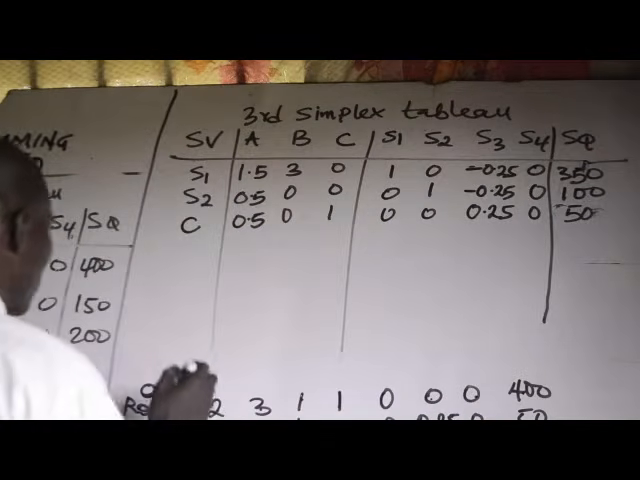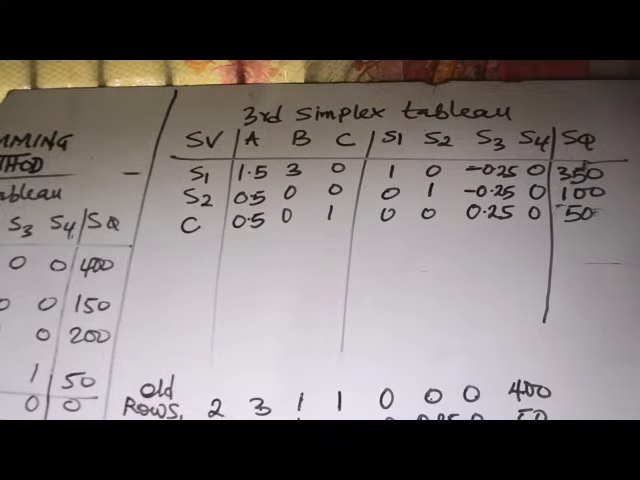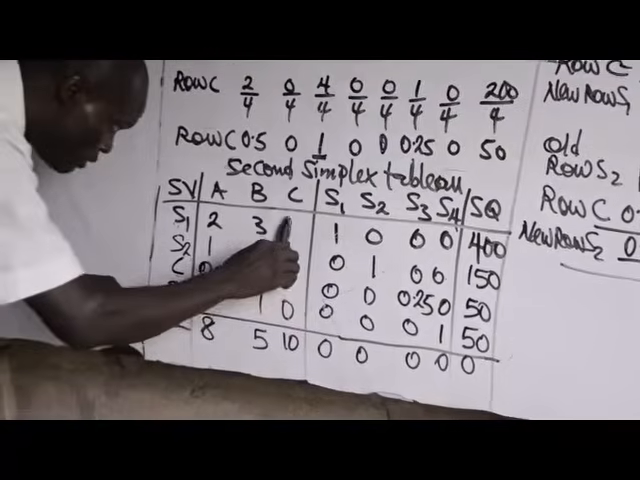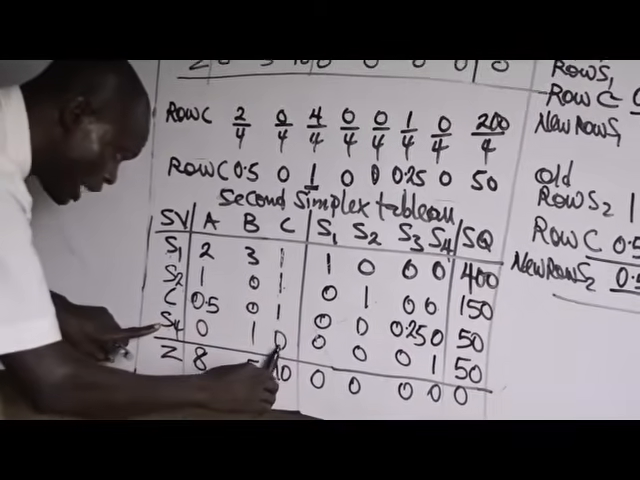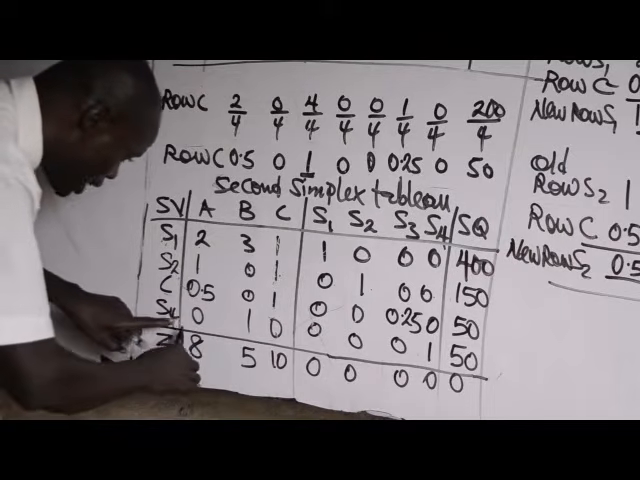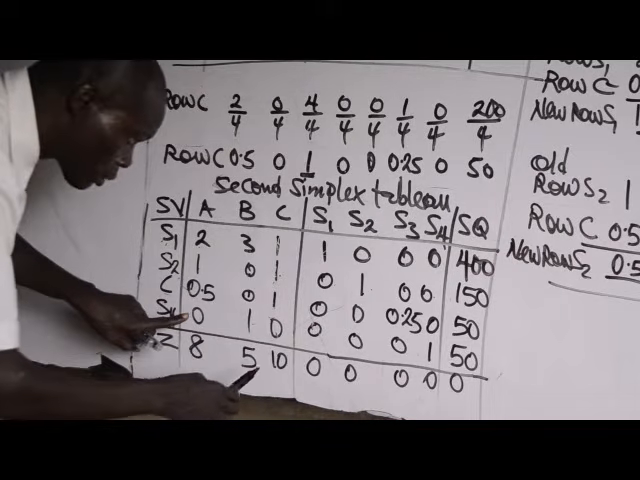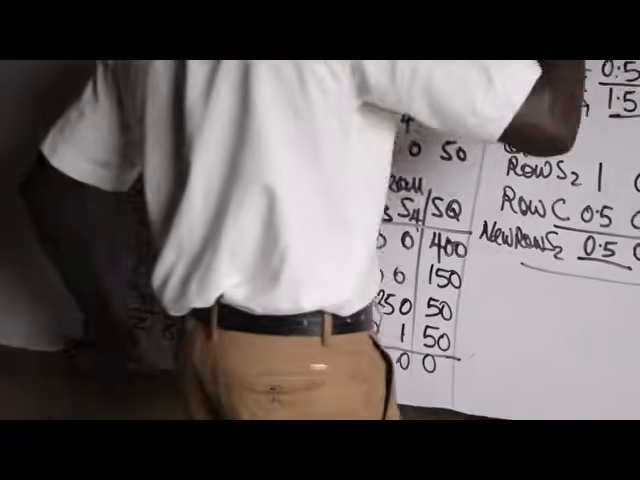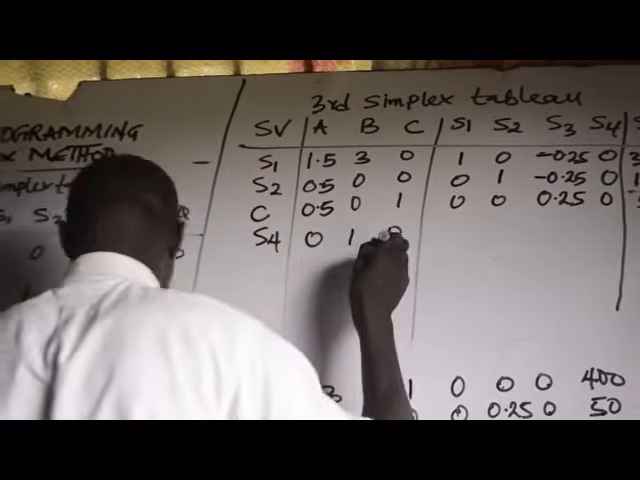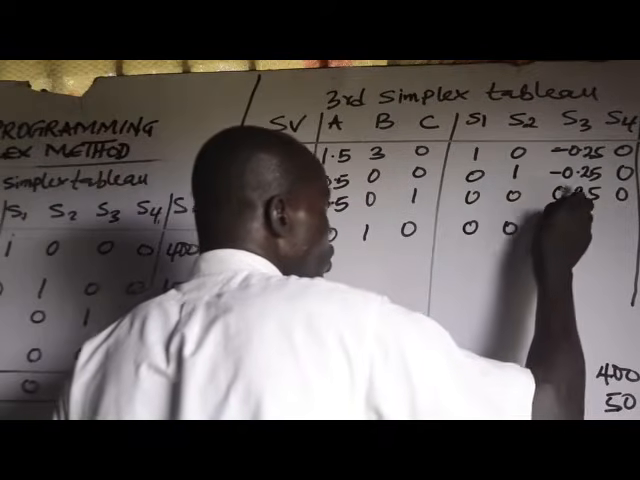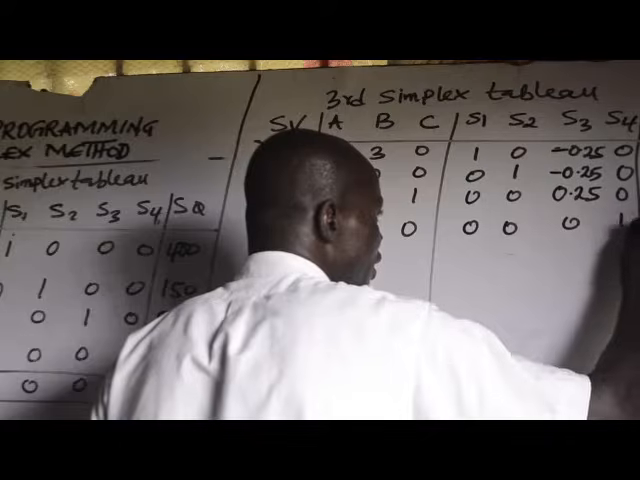After row C, we have row S4. Remember, your target is to turn everything within this column to 0. And since this is 0 already, you don't need to subtract. Just write everything you have there already. We have row S4: 0, 1, 0, 0, 0, 0, 1, then 50.